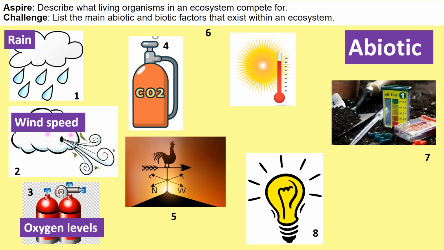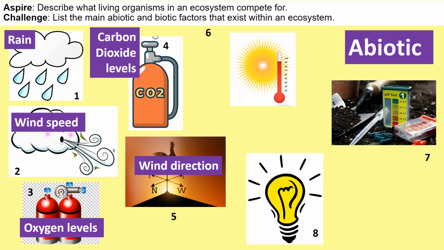The fourth one is representing carbon dioxide levels, and a bonus mark if anyone spotted that the number 2 should be written much smaller and underneath the C and the O to correctly represent the formula for carbon dioxide. The fifth picture shows wind direction. It's a weather vane and it's got north, south, east, west on it, which would show the direction the wind is blowing in. The sixth picture represents temperature.